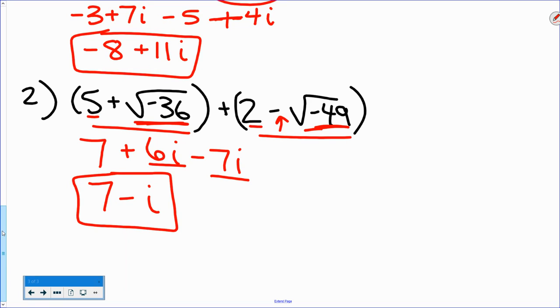So in all your answers, you will leave i in the answer. You will not have any radicals with the negative. Those will all be replaced with i.